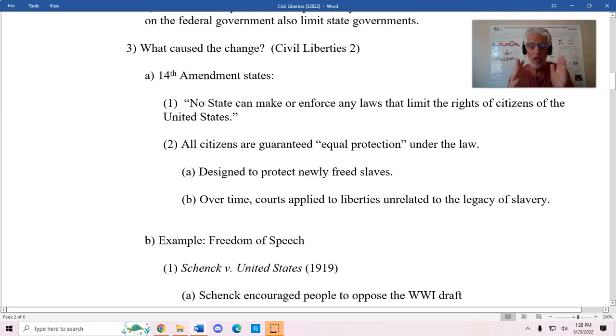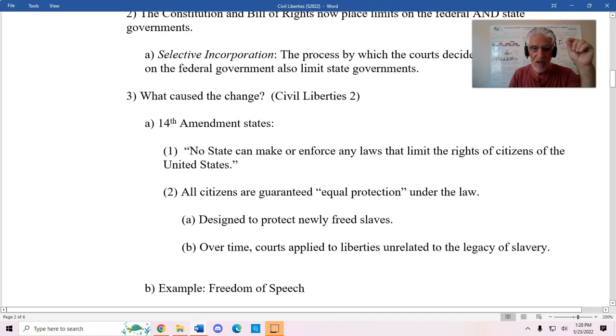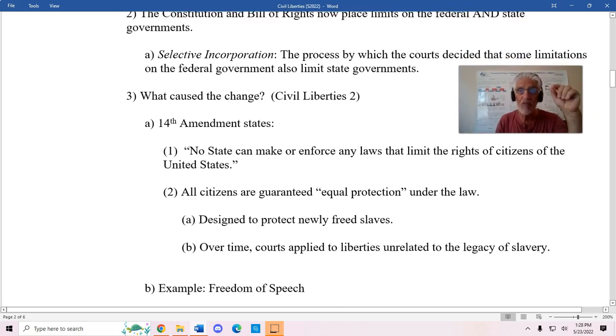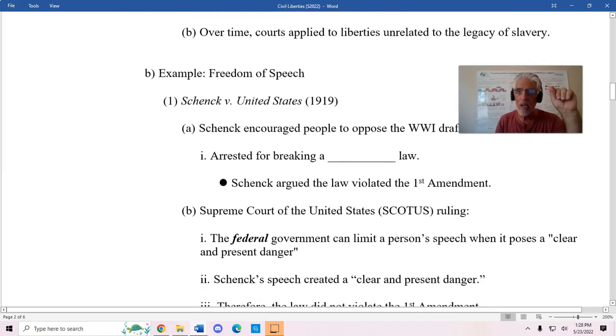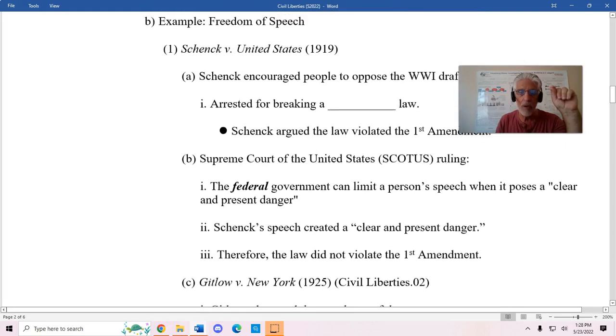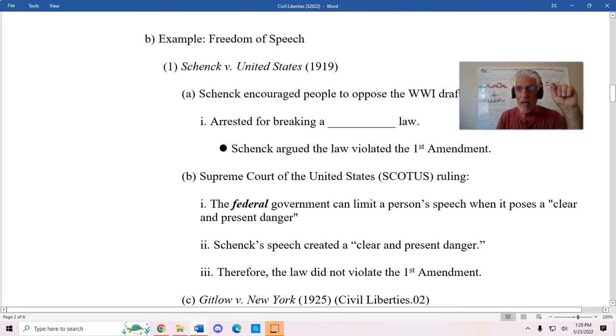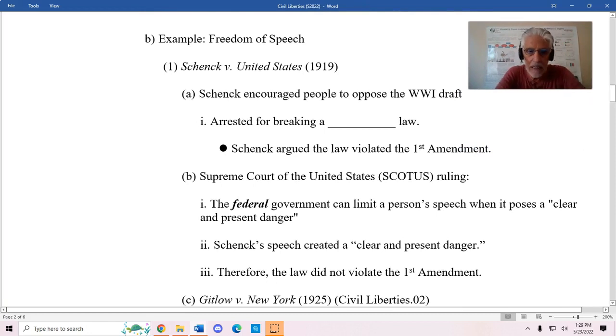So in this case, I want to talk about specifically freedom of speech. Okay, and again, we're going back to this definition of selective incorporation being the process by which the courts decided that some limitations on the federal government also limited state governments. In a very famous case in 1919, it was called Schenck versus the United States. Mr. Schenck was the person who brought a lawsuit in this particular example.